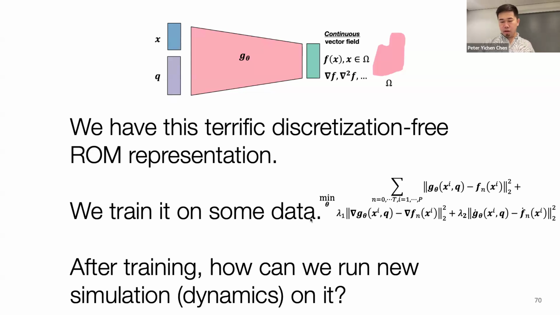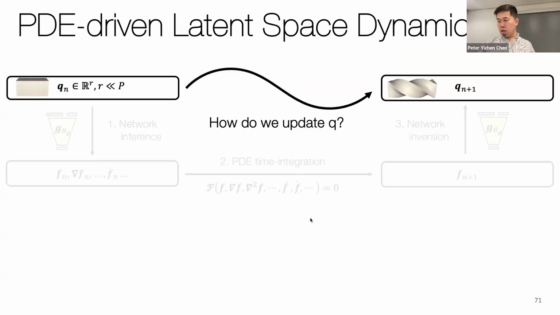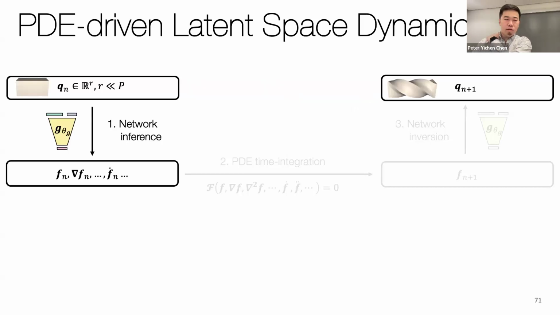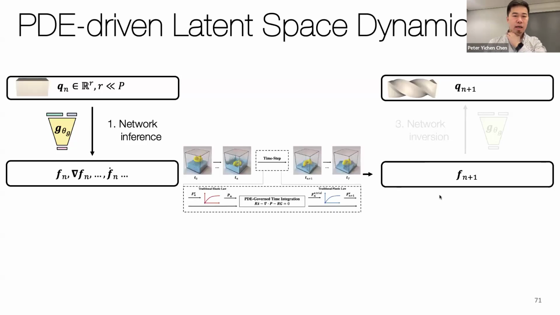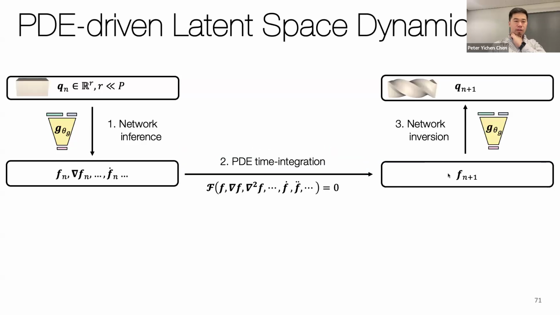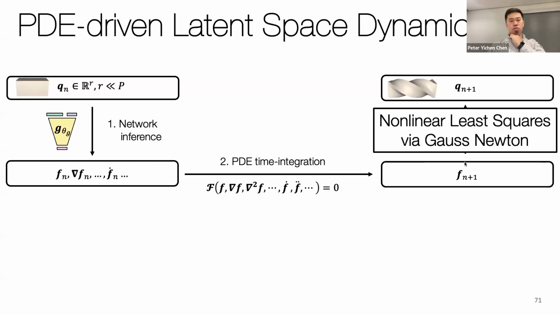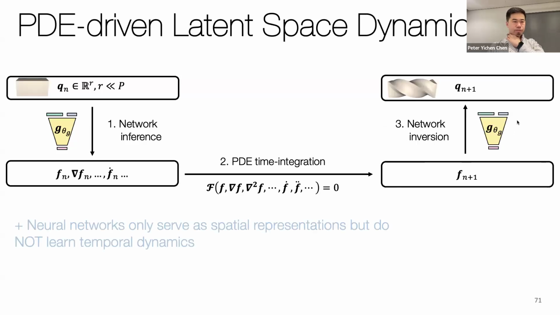So how can we run dynamics on it? I will not go into the details. If we have time, we can talk about it in the end. On a high level, there are 3 steps. First, you want to go from this latent space back to your physical space. Then you do a time integration in your physical space, which is your traditional PDE solver, and then you project it back through nonlinear least squares.